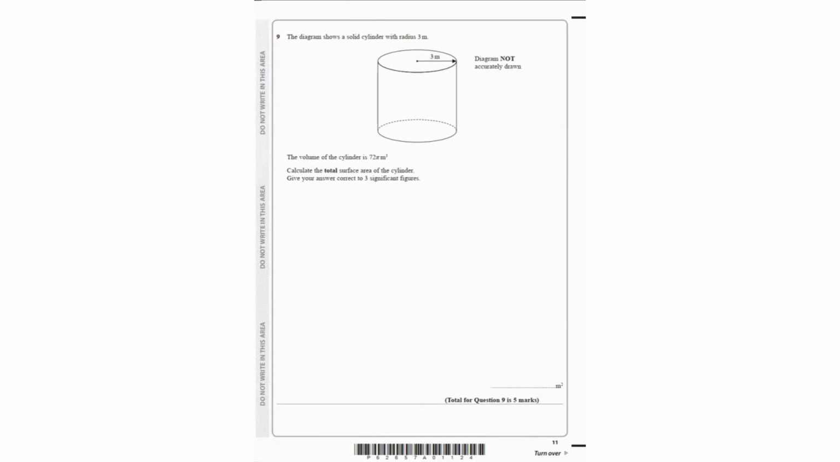Then this diagram shows a solid cylinder with radius 3 meters. The volume of the cylinder is 72 pi meter cube. Calculate the total surface area of the cylinder, giving your answer correct to three significant figures. So we have the volume, which is 72 pi. So we can use the volume and the radius to figure out the height, and then use the height to figure out the total surface area of the cylinder. So 72 pi equals pi times 3 square times the height. 72 pi divided by 9 pi, that's going to be 8 for the height.